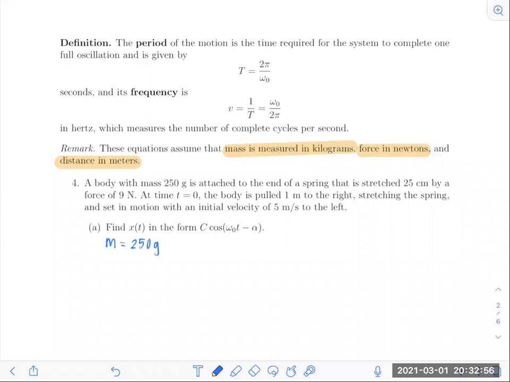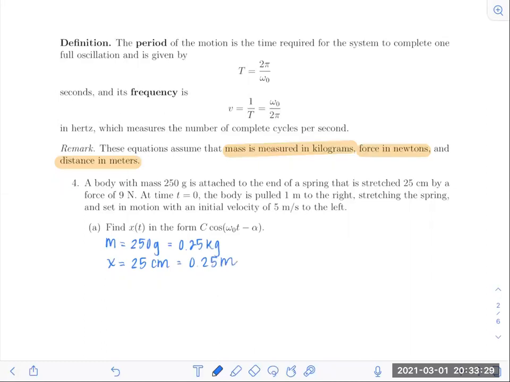Remember up above, I highlighted that mass needs to be measured in kilograms. So we'll go ahead and swap that out for 0.25 kilograms. All right. We also have that this spring is being stretched 25 centimeters. And since it's stretched, remember that's going to be a positive distance. So that is x equals 25 centimeters. We want the distance to be in meters, so we'll rewrite this as 0.25 meters.